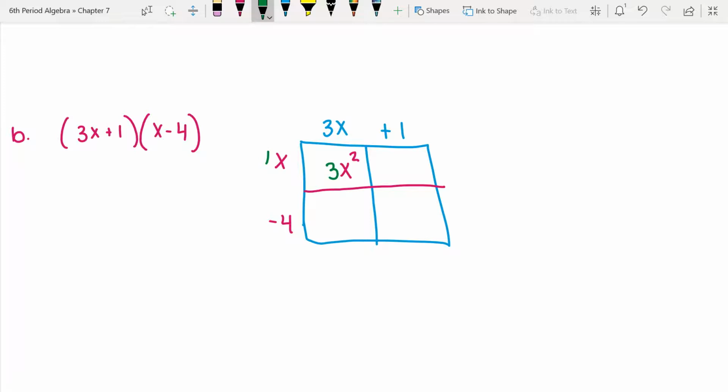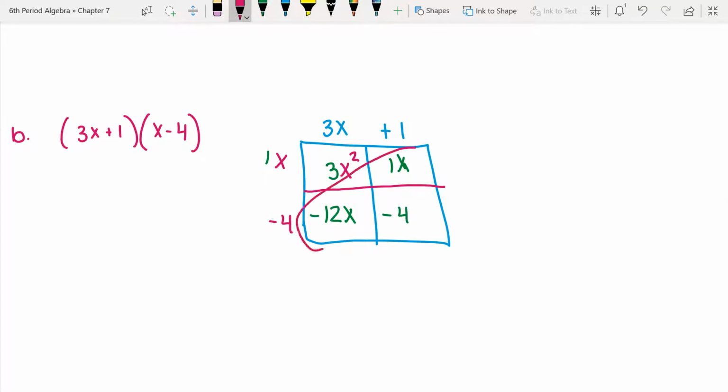Moving to the bottom left, 3x times negative 4. So let me just deal with those constants. 3 times negative 4 is negative 12. X tags along. Top right, 1 times 1x. Well, that's pretty easy. That's 1x. And the last but not least, bottom right, is the normal multiplication of positive 1 times negative 4. A positive times a negative is a negative, and 1 times 4 is 4.